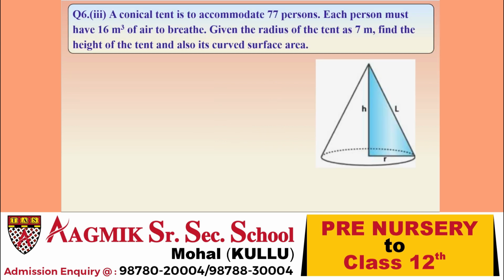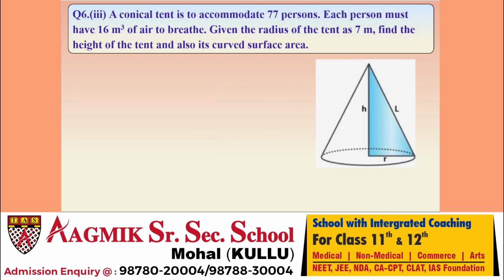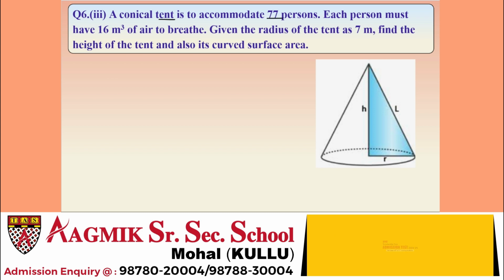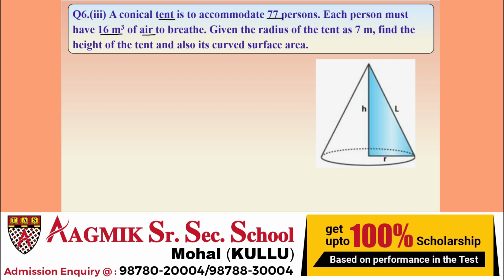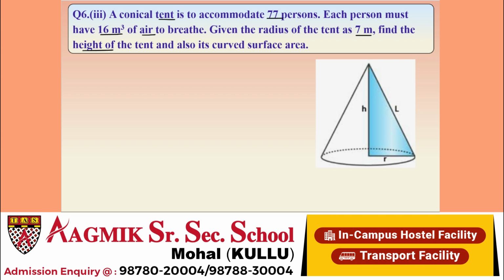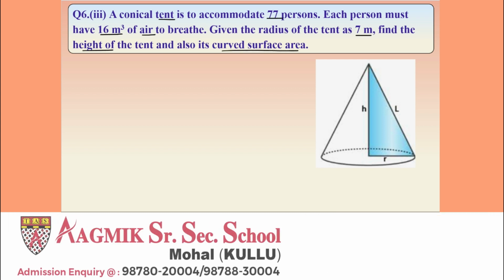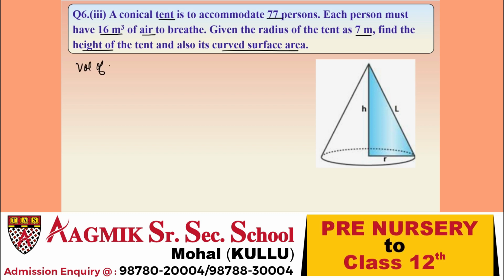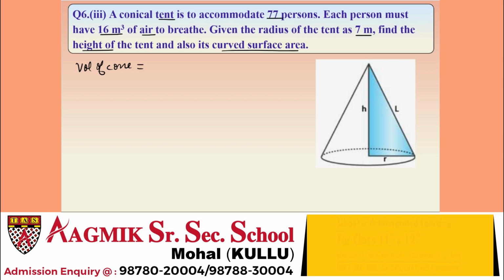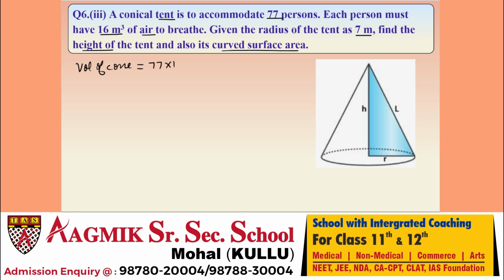Moving on, question number 6 part 3. A conical tent is to accommodate 77 persons. Each person must have 16 meter cube of air to breathe. Given the radius of the tent as 7 meters, find the height of the tent and also the curved surface area. First of all, we can obtain the volume of the tent. So the volume of the cone will be 77 times 16.